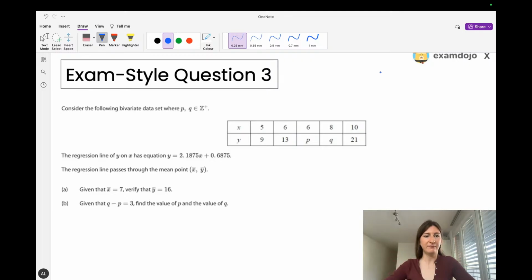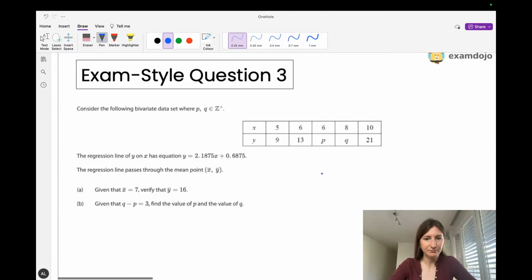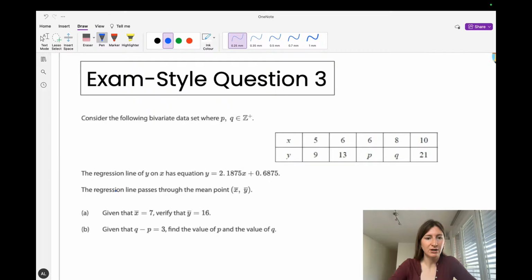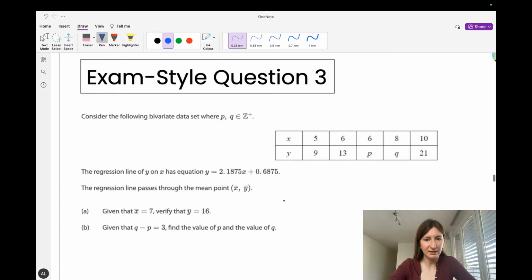So we have a bivariate data set. Thank goodness it's a really nice and small one. We have our X values and our Y values, and can you see there's P and Q missing over here? So that's going to be something that we're going to have to find. And look, there we go. Over there, we have to find it. They have given us the regression line Y on X. Okay, so we've taken the values of X and they are giving us Y from this one. The regression line passes through the mean point, X bar, Y bar. Nothing new or fancy there.